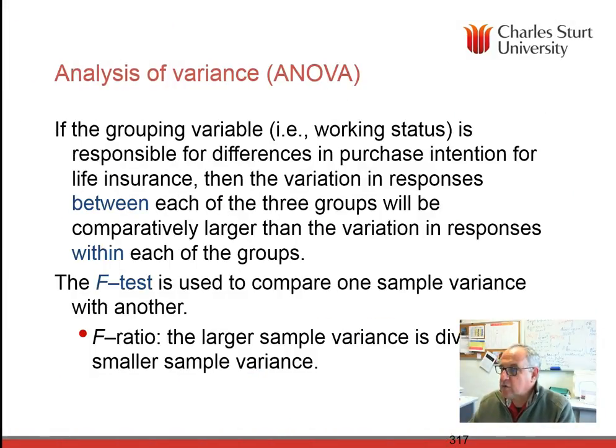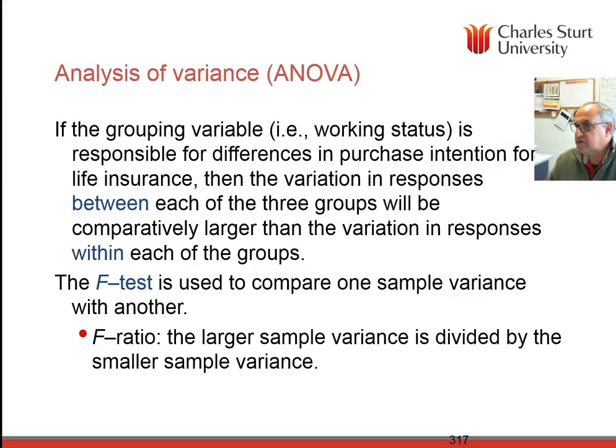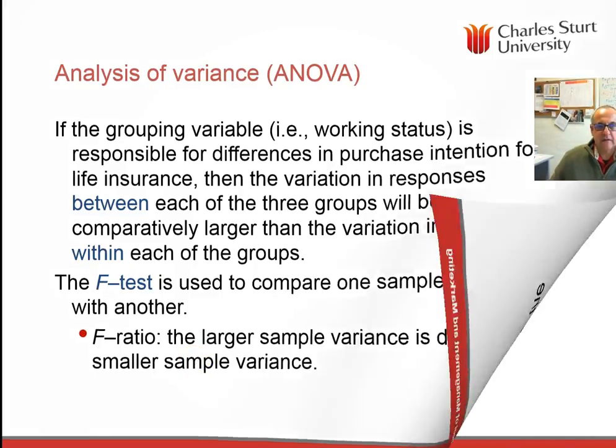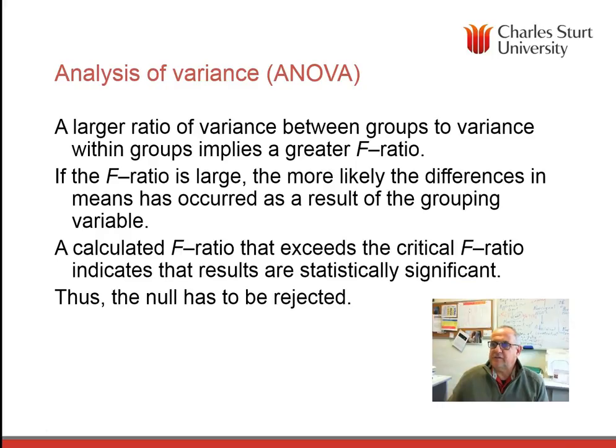It's often called an overall analysis of variance. The grouping variable here is working status, so it's often a nominal measure. It can be ordinal, but it's normally nominal. The F-test is used to compare the sample variances with each other, and again, this is another distribution with appropriate statistical probabilities associated with it. Larger variance between groups implies a greater F ratio. If the F ratio is large, usually bigger than 3 from memory, the more likely it is that the differences occur as a result of the grouping variable. In other words, we've rejected the null.